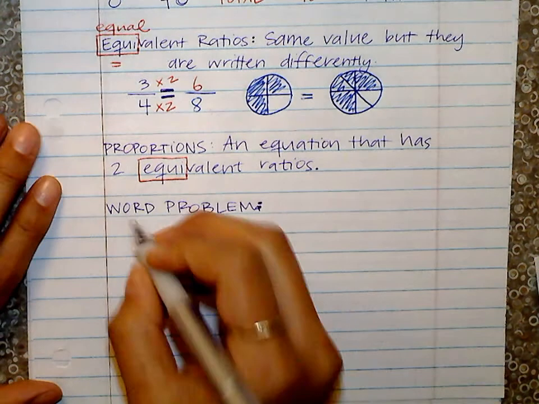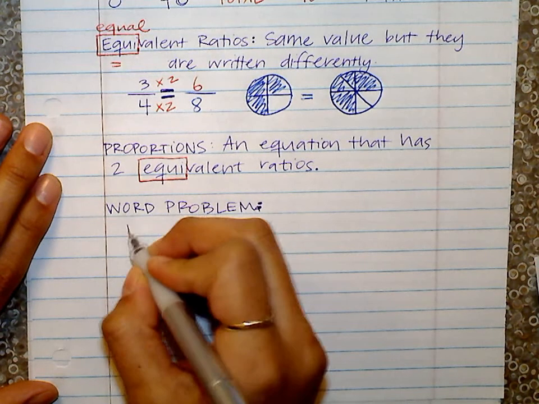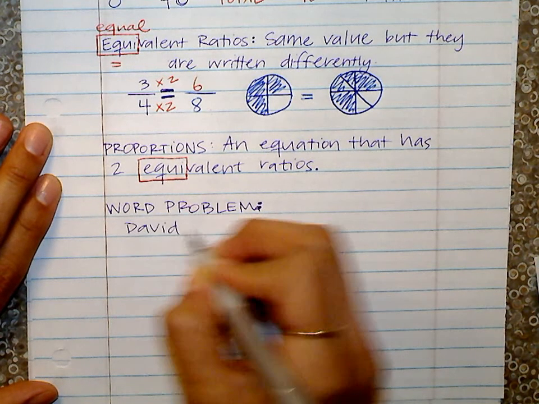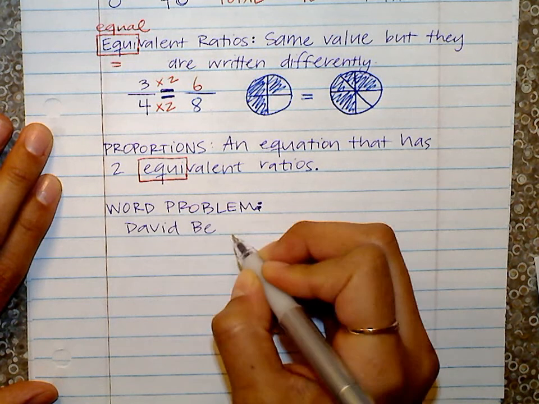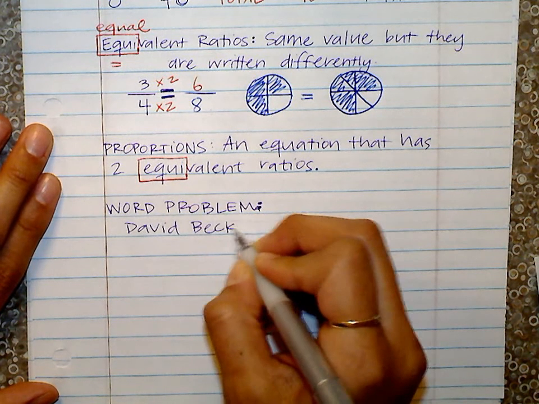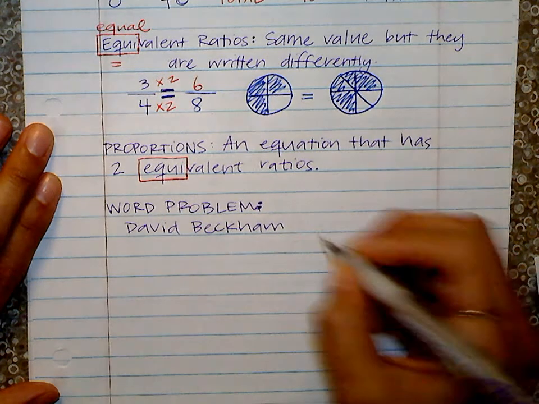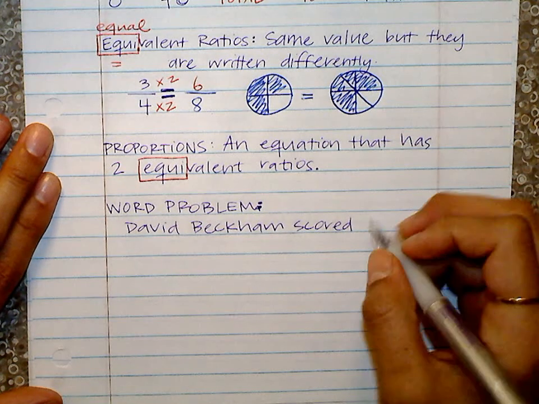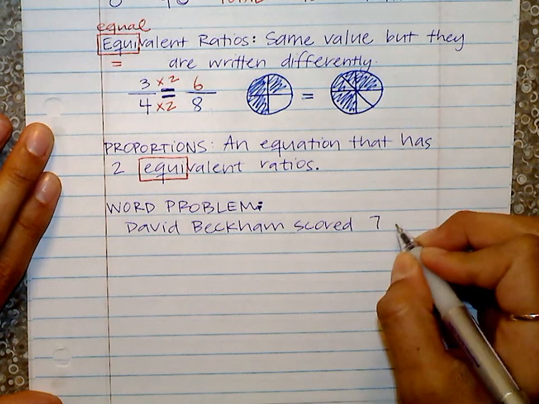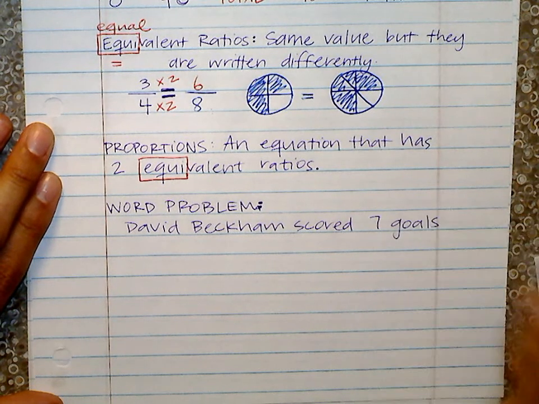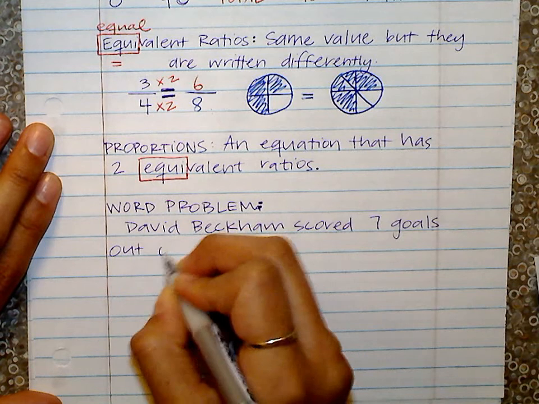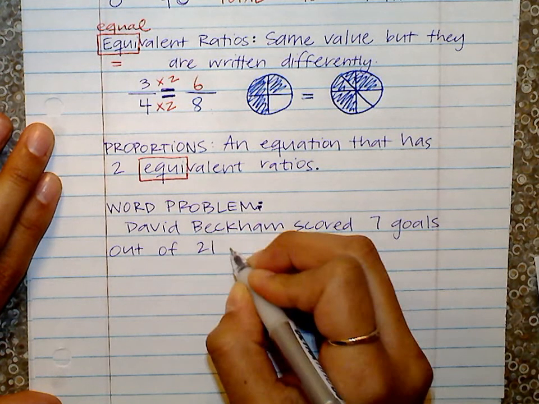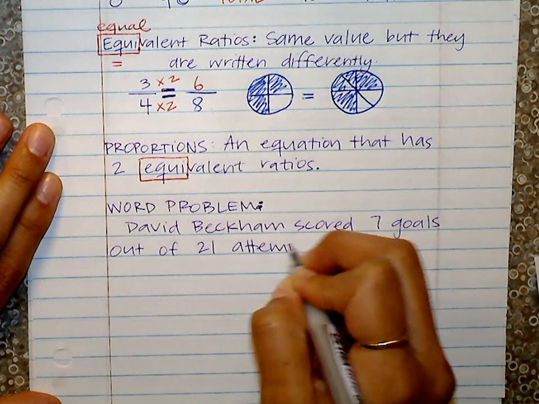Okay, ready? Ready. David, let's see, who's a famous soccer player? David Beckham. Scored 7 goals out of 21 attempts. So he tried 21 times. It must have been a bad game.